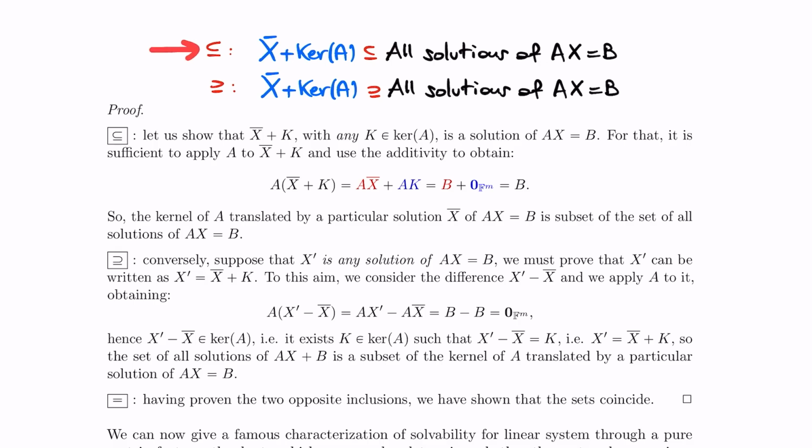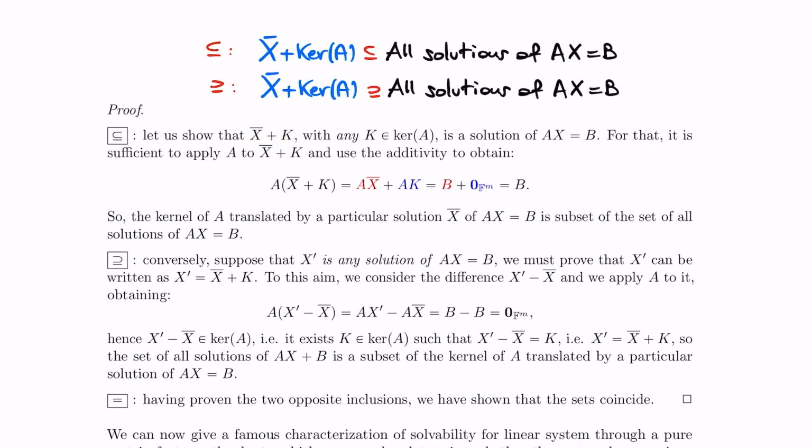To prove this inclusion, we have to show that any vector that can be written as x bar plus k, with any k belonging to the kernel of A, is a solution of Ax equals b. To do that, let's apply the matrix A to this vector here.